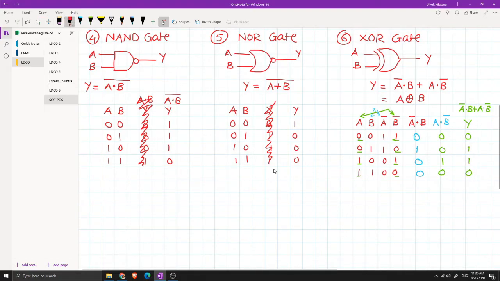Now we can summarize the truth table of the XOR gate. We write down the combinations for the input and we write down the final column, 0 1 1 0. This is the truth table for the XOR gate.